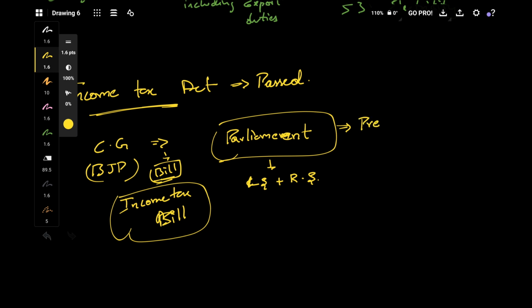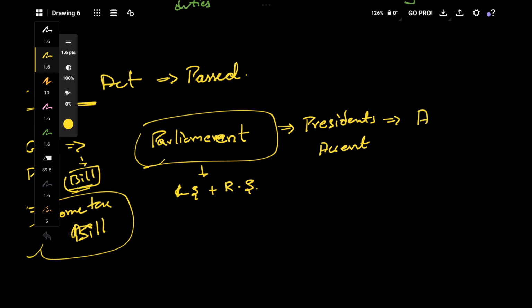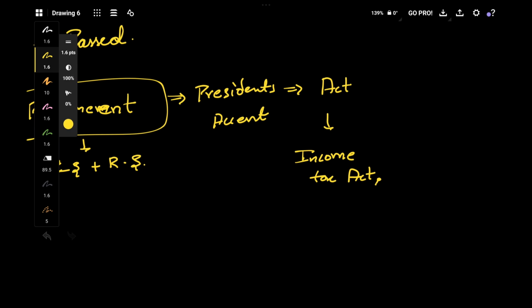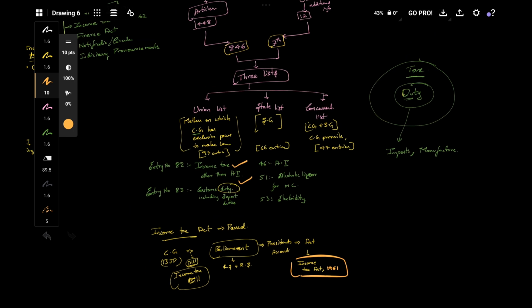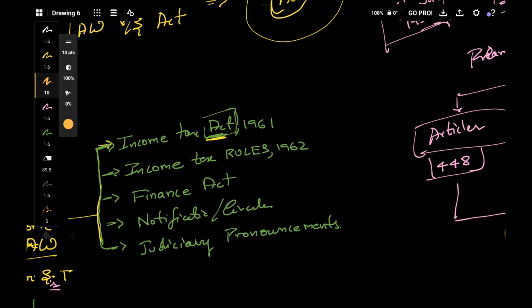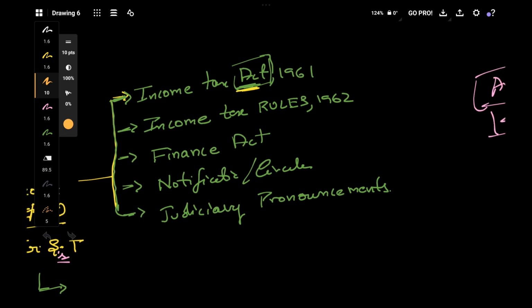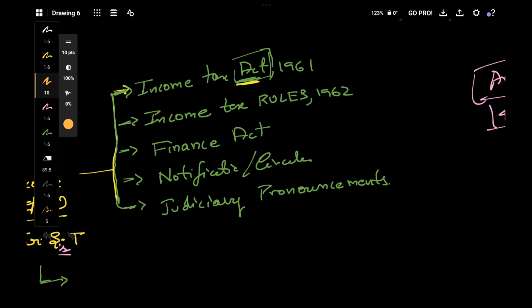Then that bill will get the President's assent, that's nothing but the President's permission. Then it will be termed an Act. In our example, it is the Income Tax Act. In which year was it passed? In the year 1961. So that's how our Income Tax Act 1961 has come into existence. That is the background story of it. I hope it is clear for you guys.